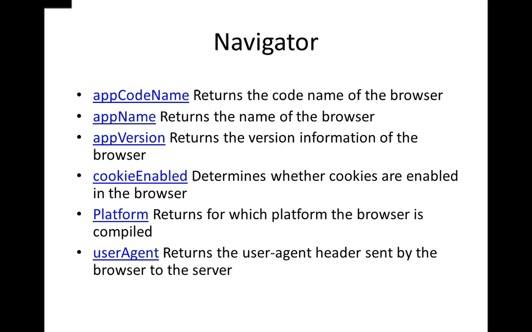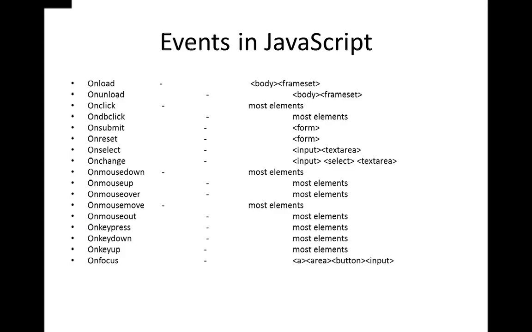And finally, events in JavaScript. There are several events. We have seen a few of these events, like onload and onclick, on parts of the HTML page. Some might be used at body, some at form, some at most of the elements, some at area, hyperlink, button, input, right? So these are all the events usually used in JavaScript.